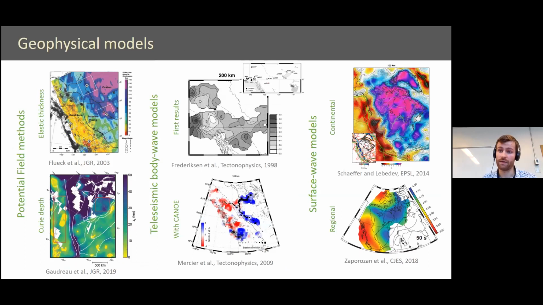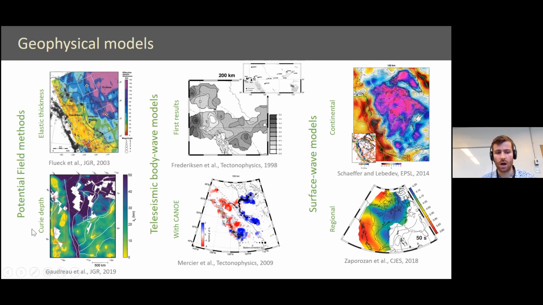And since then, we have a number of different geophysical models, for example, with the different potential field methods, with the model from Fluke et al., where they were looking at the effective elastic thickness, which is a proxy for the strength of the lithosphere. And what they were seeing is that the Cordillera, as a lithosphere, is quite weak compared to the adjacent Craton.